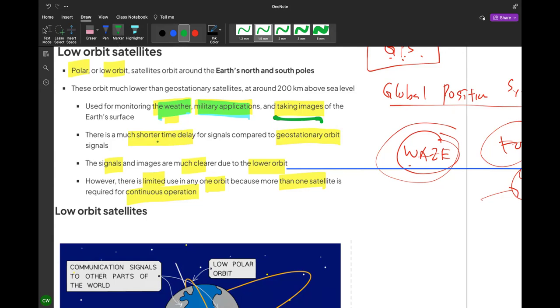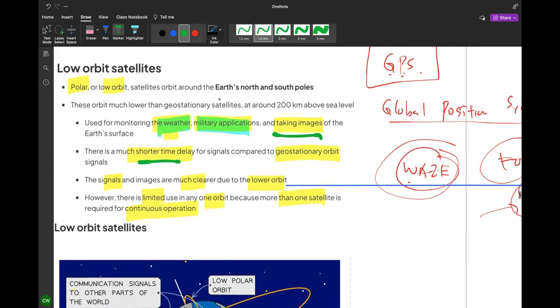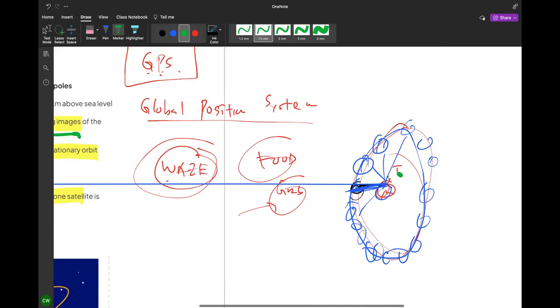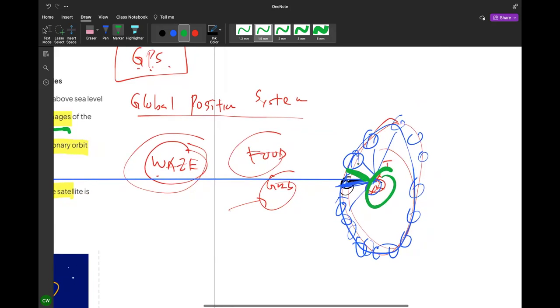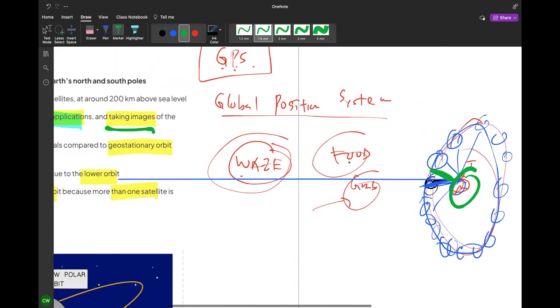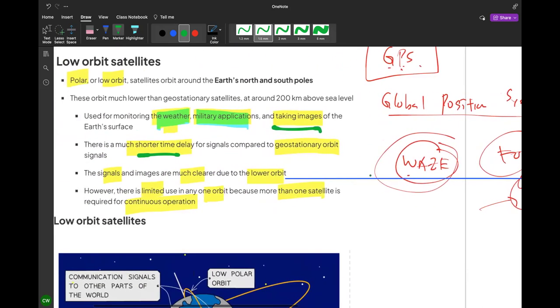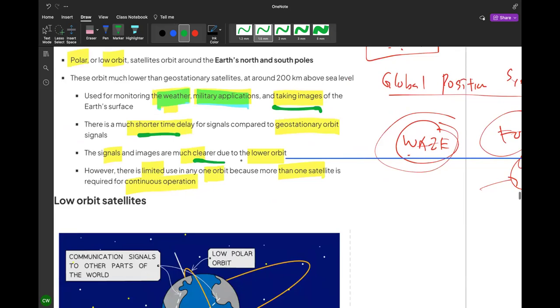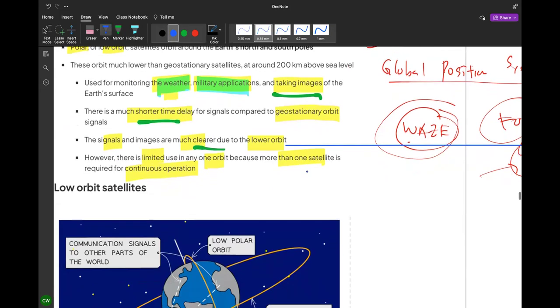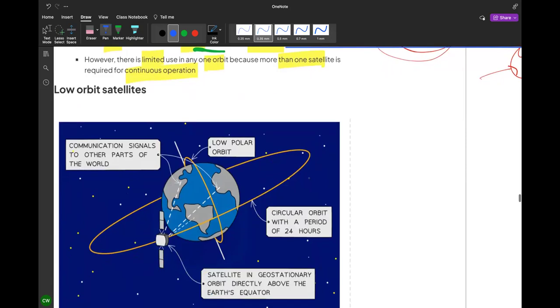This one, the time delay is shorter because this orbit is not very far from Earth, so the time delay is short because the signal just needs to travel a shorter distance, so you have a shorter time delay. Okay, this is clearer. Okay, low orbit.